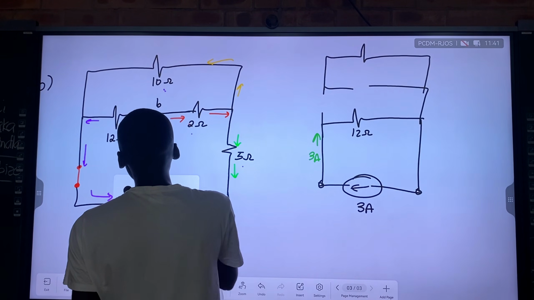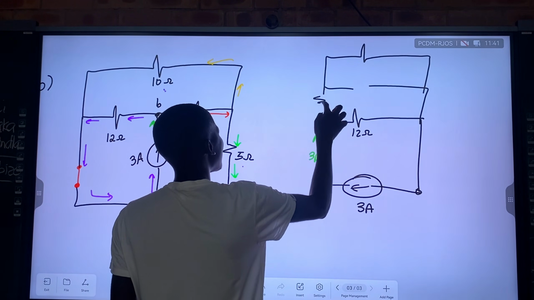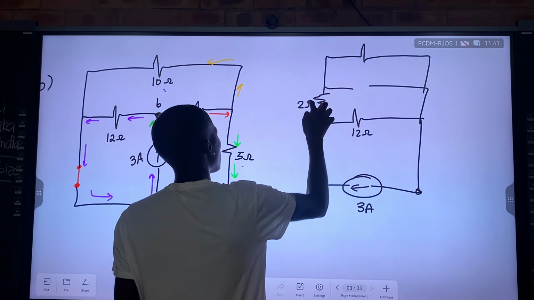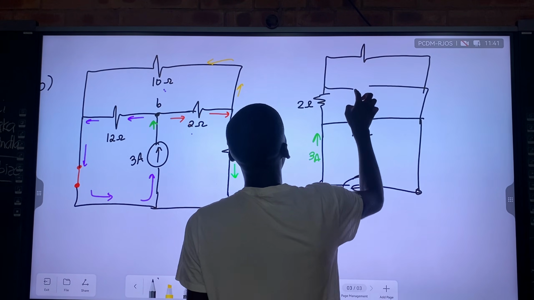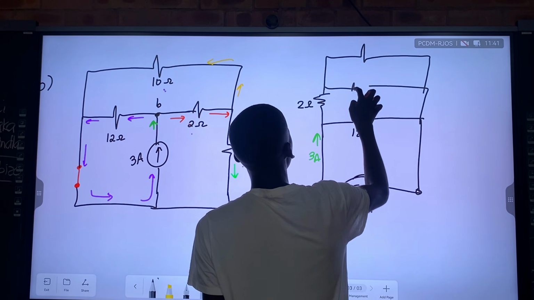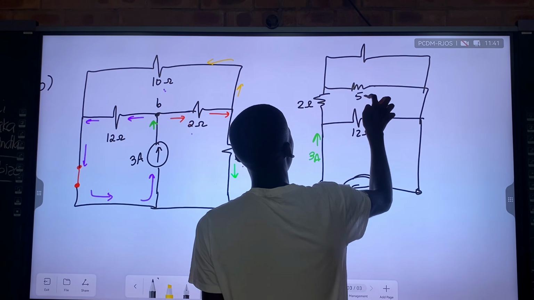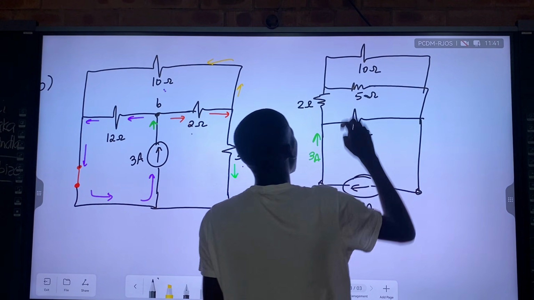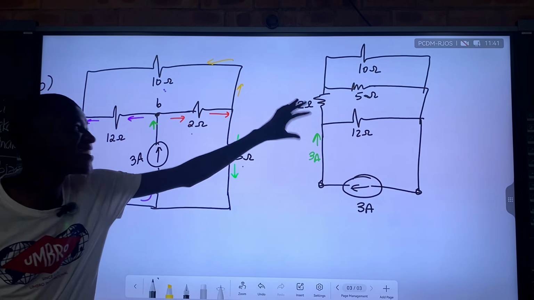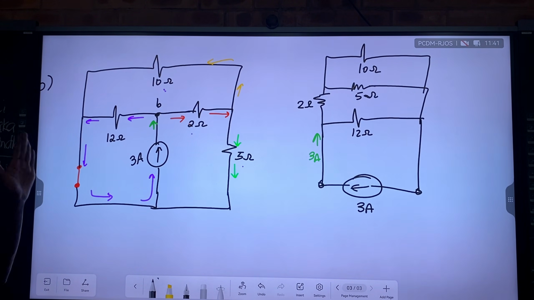So that is on the circuit, why is it parallel. Now we've got 2 ohms, and here we are going to have 5 ohms and here we're going to have 10 ohms. I've just rearranged the circuit. This and this are the same thing. Although the connection doesn't look the same in theory, in reality it is the same circuit.